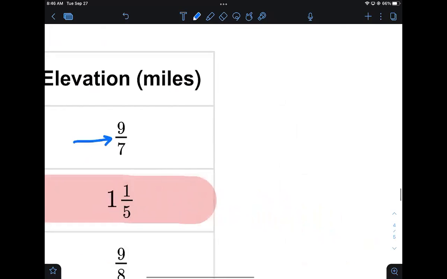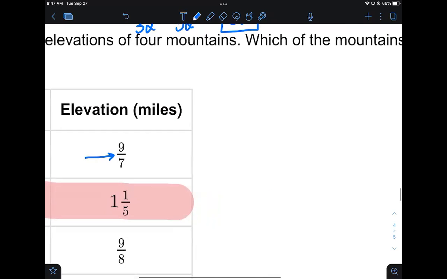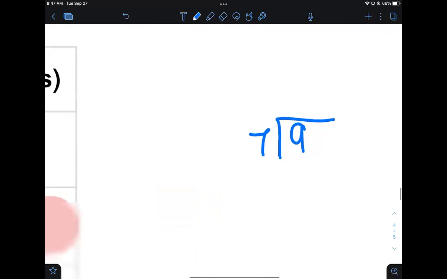The 9. Why the 9? Because it's bigger. Because it's on top. Exactly. Thank you, Peyton. So 9 divided by 7. The top dog gets the house. 7 is going to go into 9 though, because this is an improper fraction. So 7 goes into 9 how many times? Once, with the remainder of 2.